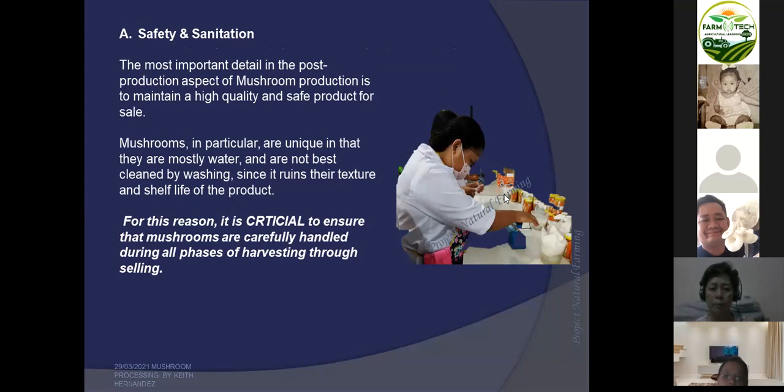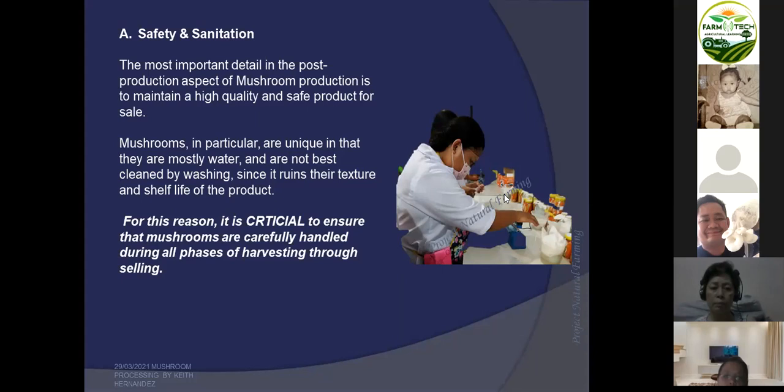Mushrooms in particular are unique in that they are mostly water. Basa po yan. Actually, more than 90% is water. And are not best cleaned by washing. So dapat pala hindi hinuhugasan.